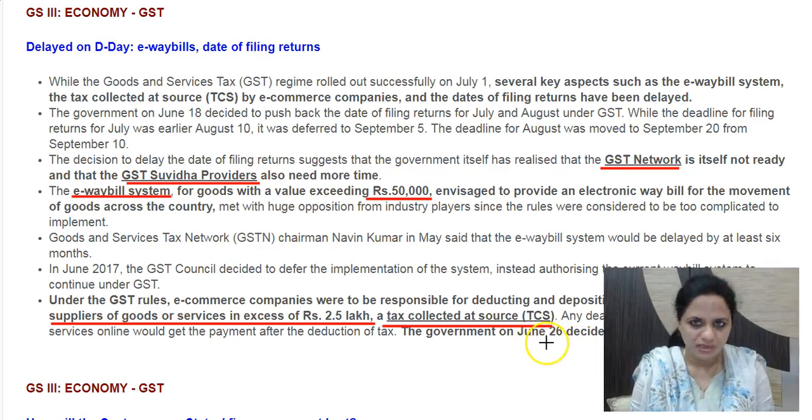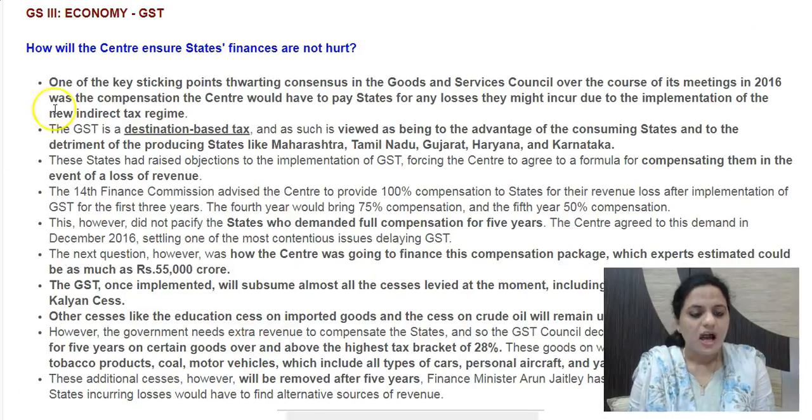This was the news on June 26th, the decision was taken. So these aspects, they are still pending. Then next news item is, how will the center ensure states' finances are not hurt? This is also nothing new. We have already discussed that compensation will be provided to the states for 5 years.